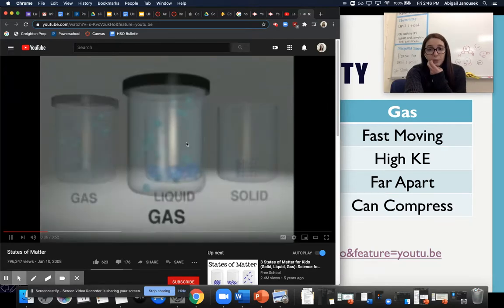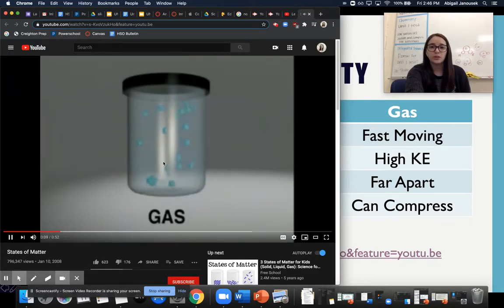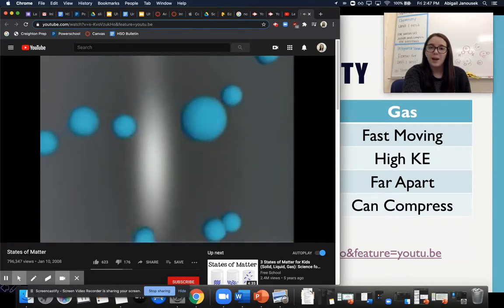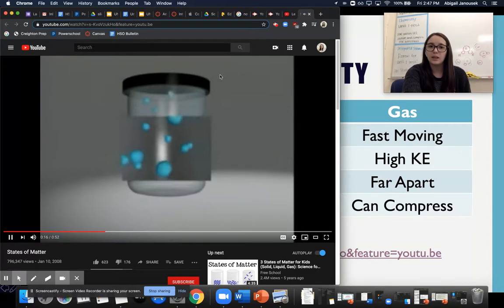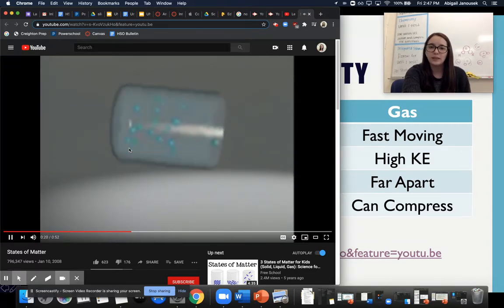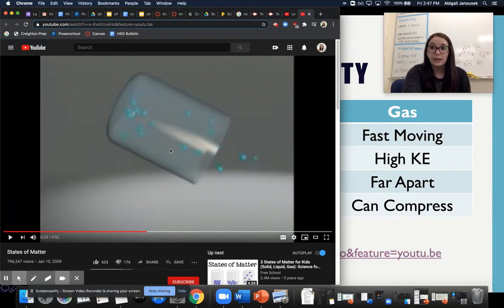I'm going to post this on Canvas so you can listen to it. But just know, gas will assume the shape of the container and the volume. However, the particles are separated and they're going to move in kind of obtuse lines. And gas particles will change direction when they collide together.